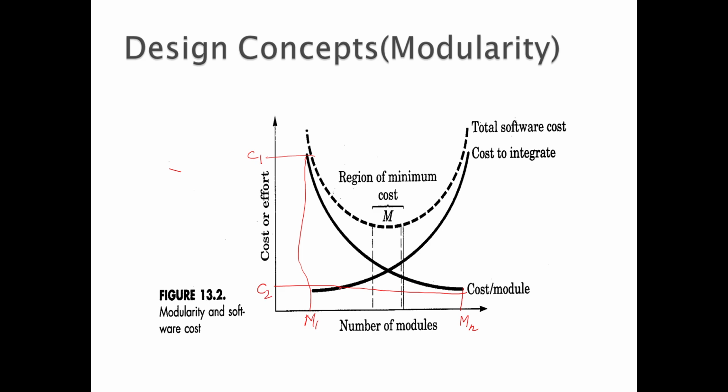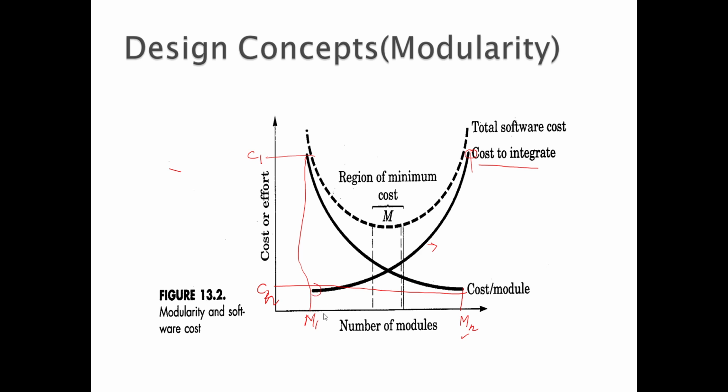Ideally you would say I should go for Mn, because I have a lower cost. But there is another curve that you can see here, right? This is the cost to integrate. Once you reach Mn, the cost of integrating is very high. If you are at M1, this cost is very low, right?